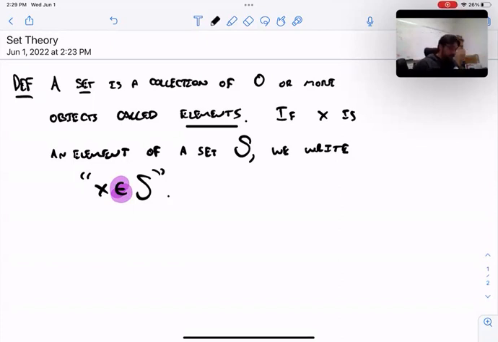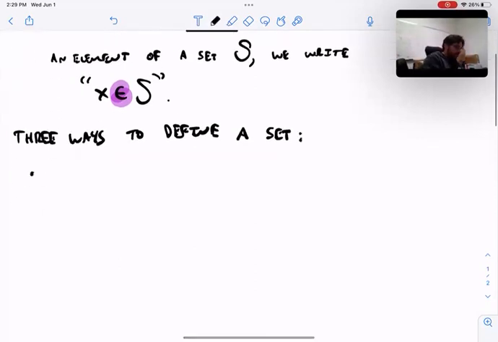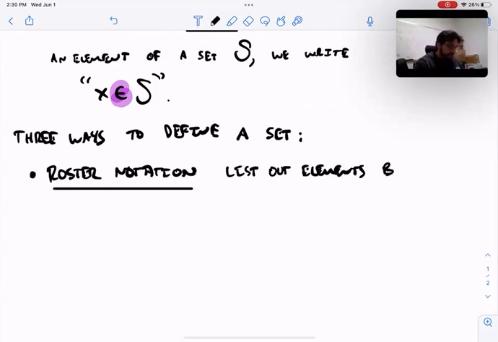What you can do also is specify sets in various ways. There are essentially three ways to define a set. There is roster notation. Roster notation means you write your set by just listing out elements between curly braces.